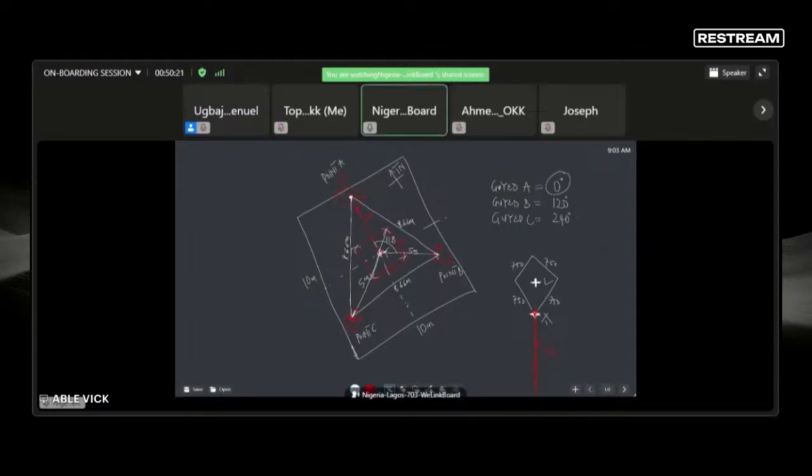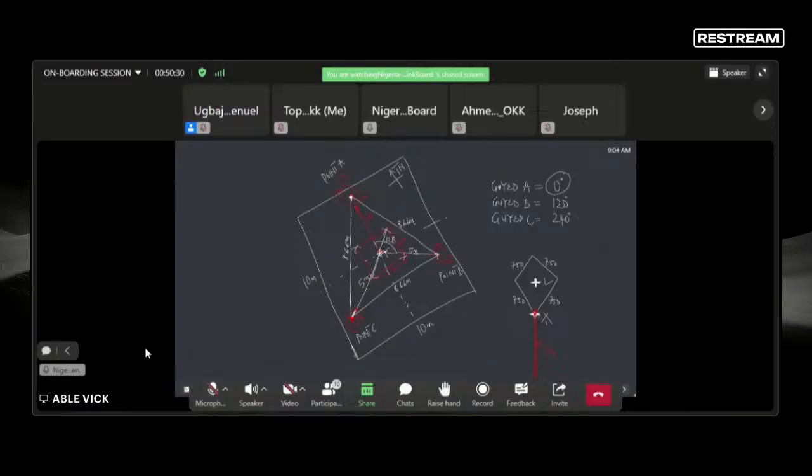So that is all about setting out. Who has any question regarding this? Let's move to the next part. Yeah, we are good to go.